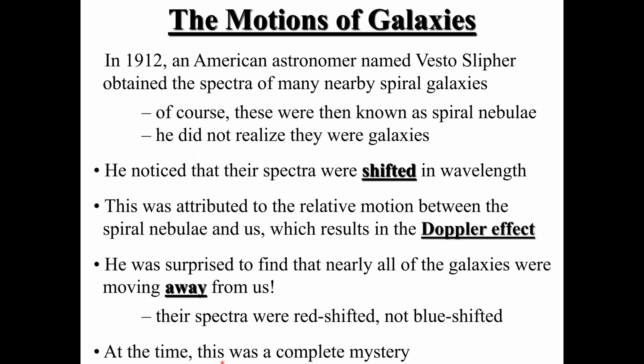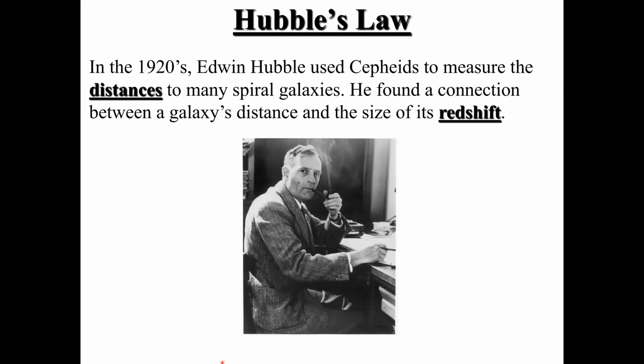So that's the general idea that we have. And what happens is, when you are in this idea that all these galaxies are moving towards us, they should be blue shifted, not red shifted, right? Now this is why it became a complete mystery.